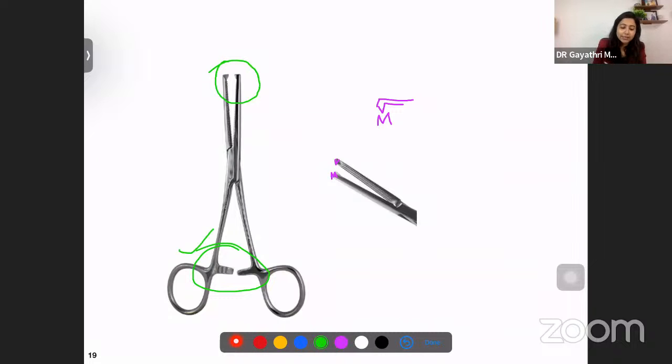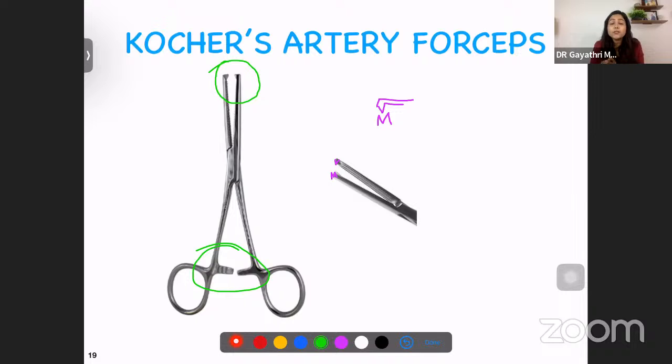So basically this has a lock and the tip is showing something which is interlocking. There are two teeth on one end and one tooth on the other end. And this is basically a Kocher's forceps. And this Kocher's forceps is used to do artificial rupture of membrane. That is ARM, or artificial rupture of membrane. That is basically to augment the labor.